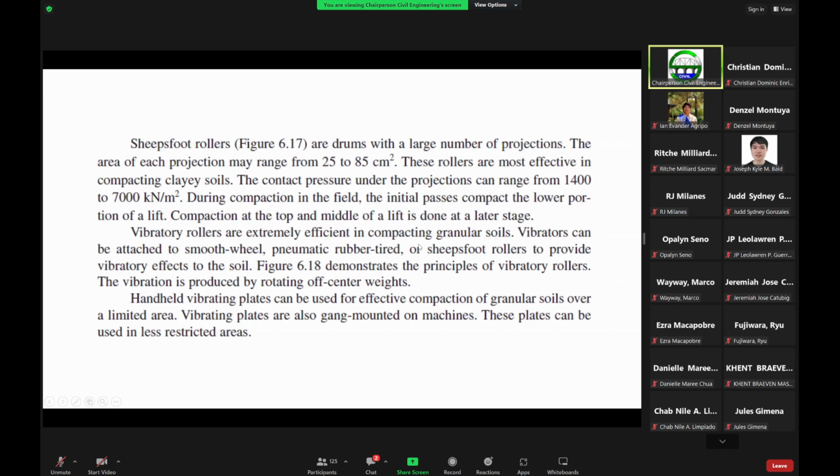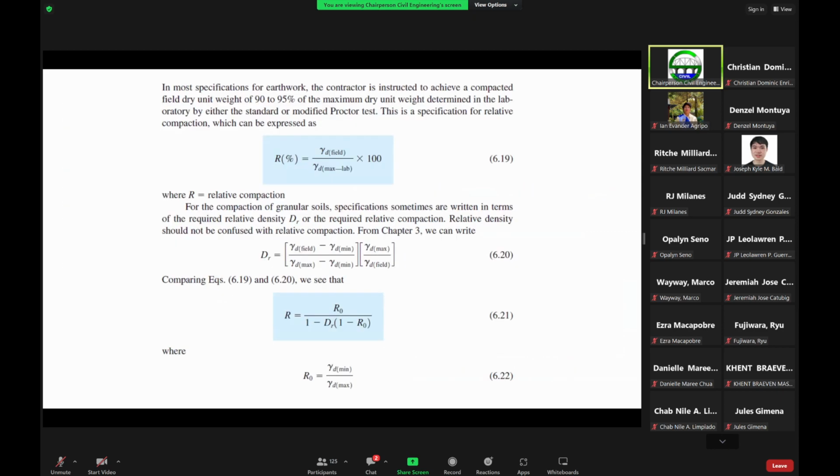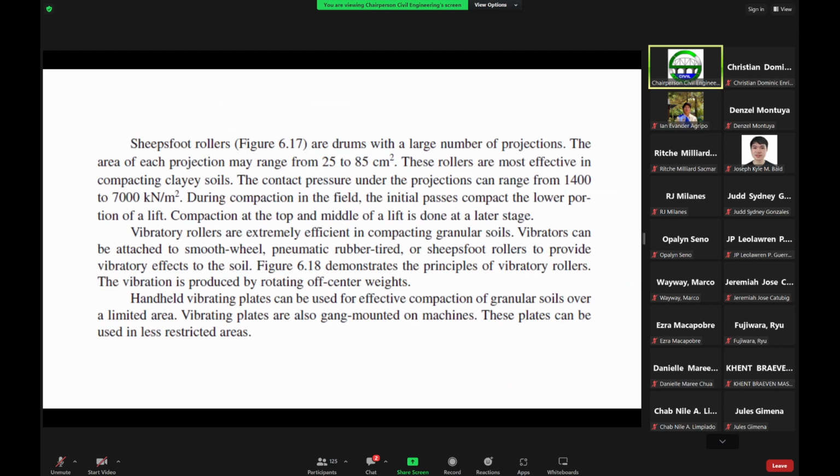So normally we have these off-center rotating weights. As this roller moves, these two off-center rotating weights will also move, which will cause a vibration as the roller moves. So that will cause a vibratory effect.